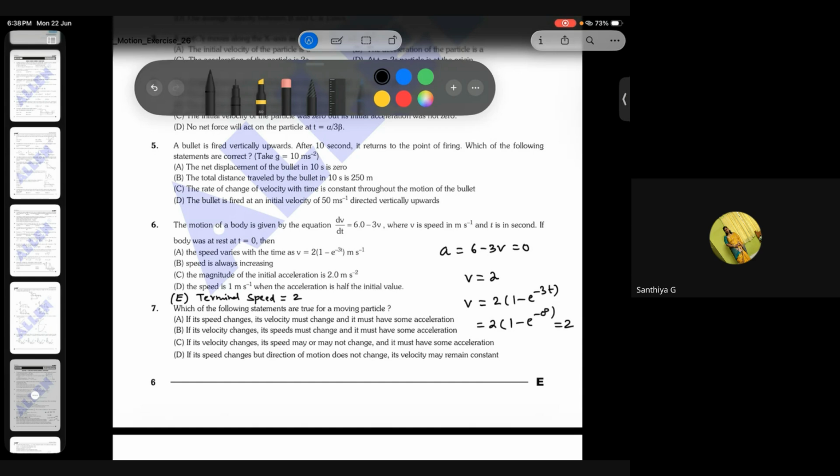So this option was there in the old module. They removed the option with this thing. In the old module, I can show you, terminal speed was asked. So you add option E on your own. You should know how to find terminal speed. You should not forget.